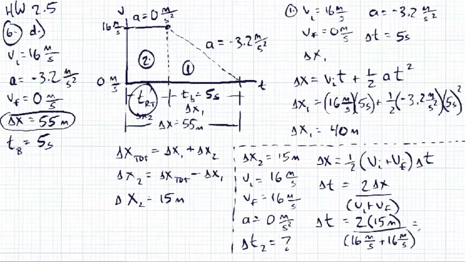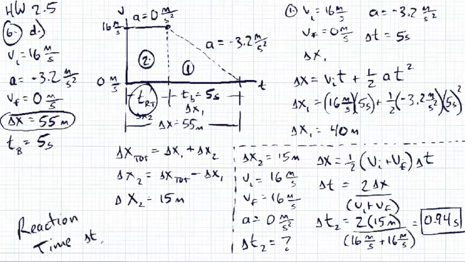If we calculate that out, that means that our delta t2, or our reaction time, is going to be 0.94 seconds. So the reaction time, delta t2, call it 0.94 seconds.